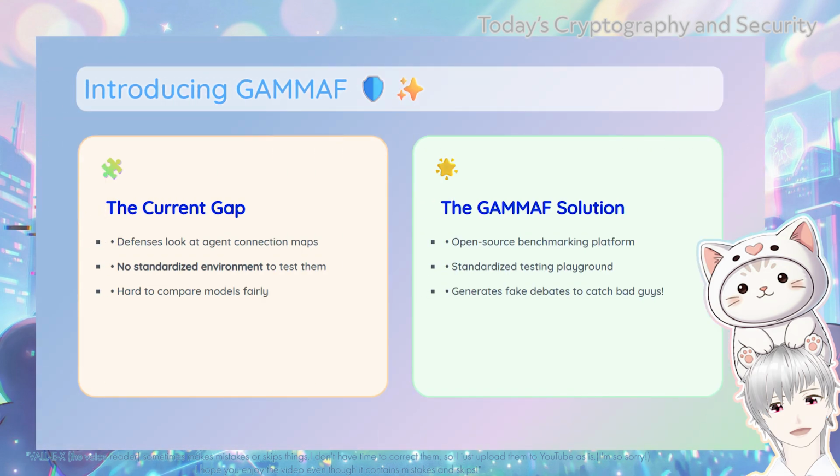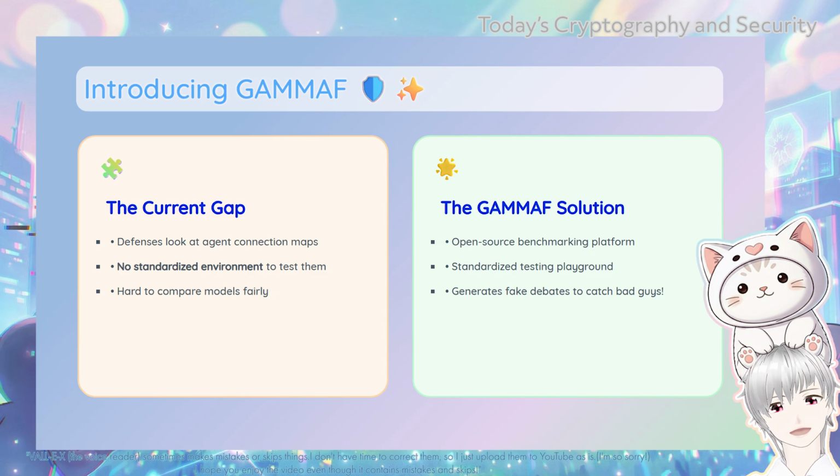And to fight this, researchers have been making graph-based defense methods. These are special security guards that look at how the agents are connected, like looking at a map of who is talking to whom, to catch these bad agents. But the big problem this paper highlights is that there is currently no standardized or reproducible environment to train these models and evaluate if they actually work. Everyone is just testing their defenses in their own secret ways, and it is super hard to compare them fairly.